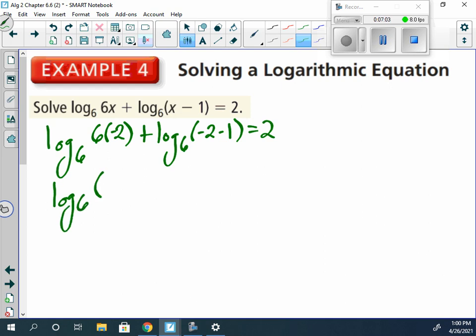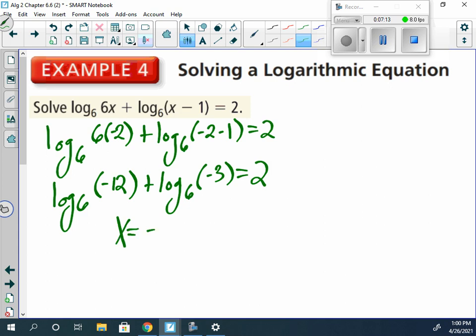Well, 6 times negative 2 would be negative 12. Well, negative 2 minus 1 is negative 3. So x equals negative 2 does not work because in both logarithms we do have a negative. We cannot have negatives inside of the logarithm. So x equals negative 2 does not work.